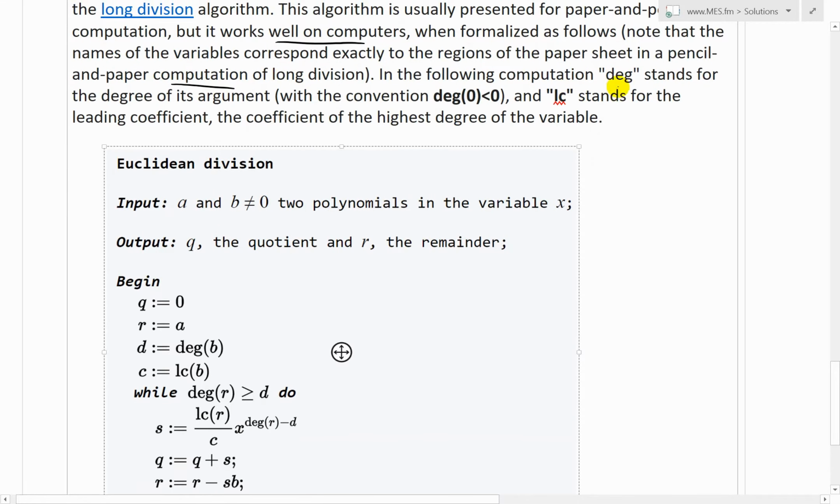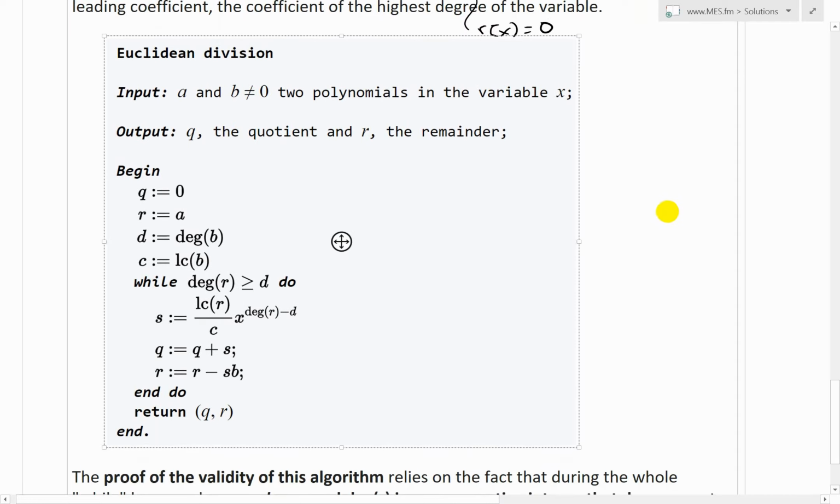In the following computation, deg stands for the degree of its argument, with the convention that the degree of 0 is less than 0. So the degree of the function 0 is just r of x equals 0. And they have LC, lowercase L, C, which stands for the leading coefficient, as explained above, which is just the coefficient of the highest degree of the variable. And here is what they have written here. This is Euclidean division.